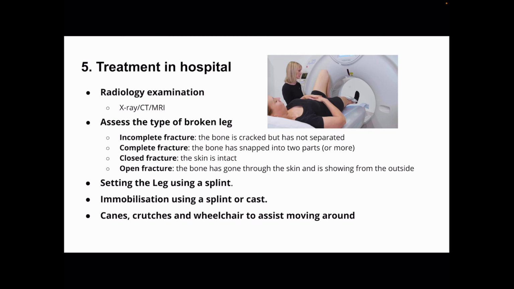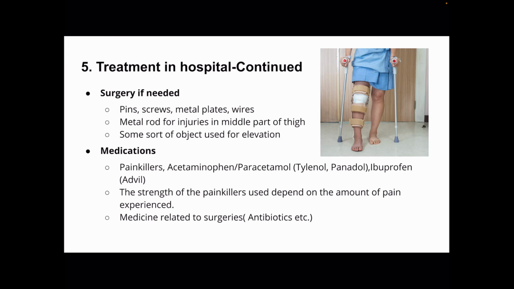Canes, crutches, and wheelchairs can assist the patient in moving around easier while still letting the leg heal. Sometimes surgery is needed. Equipment and methods used in surgeries include pins, screws, metal plates, and wires. Metal rods are specifically used for injuries in the middle part of the thigh. Some sort of object can be used for elevation.